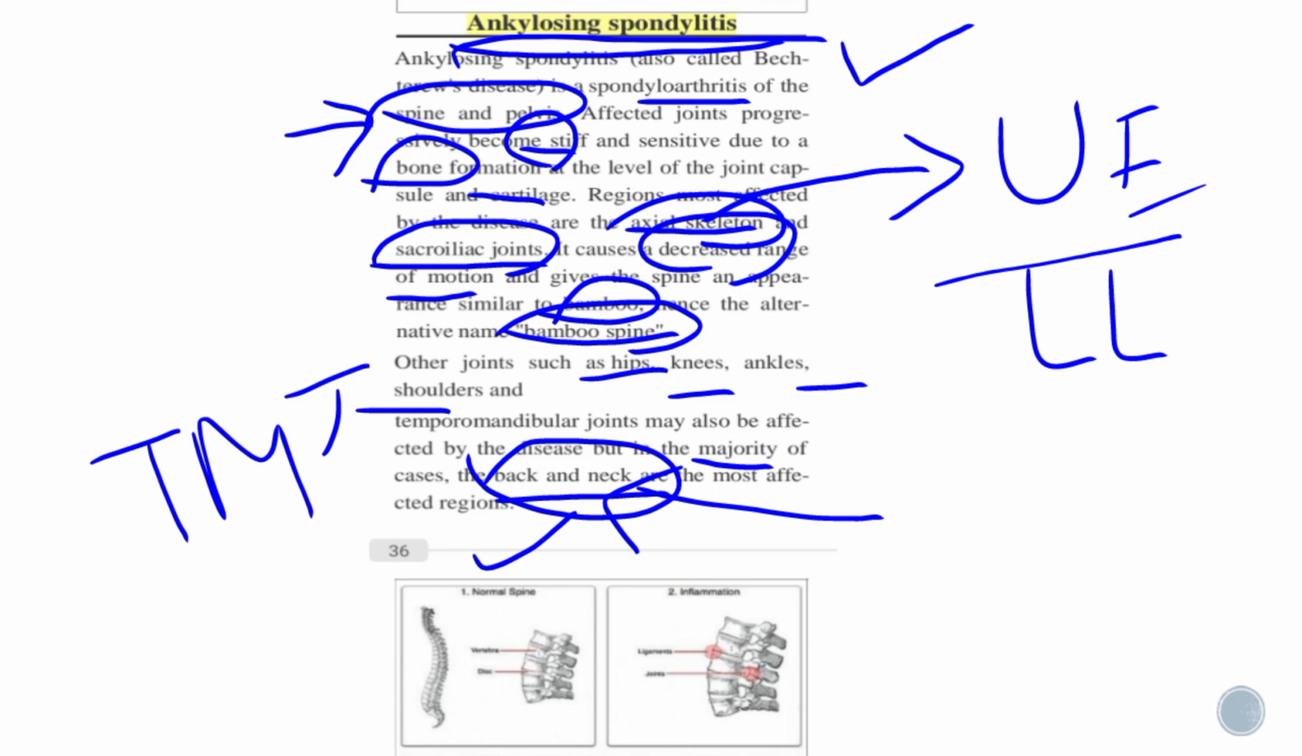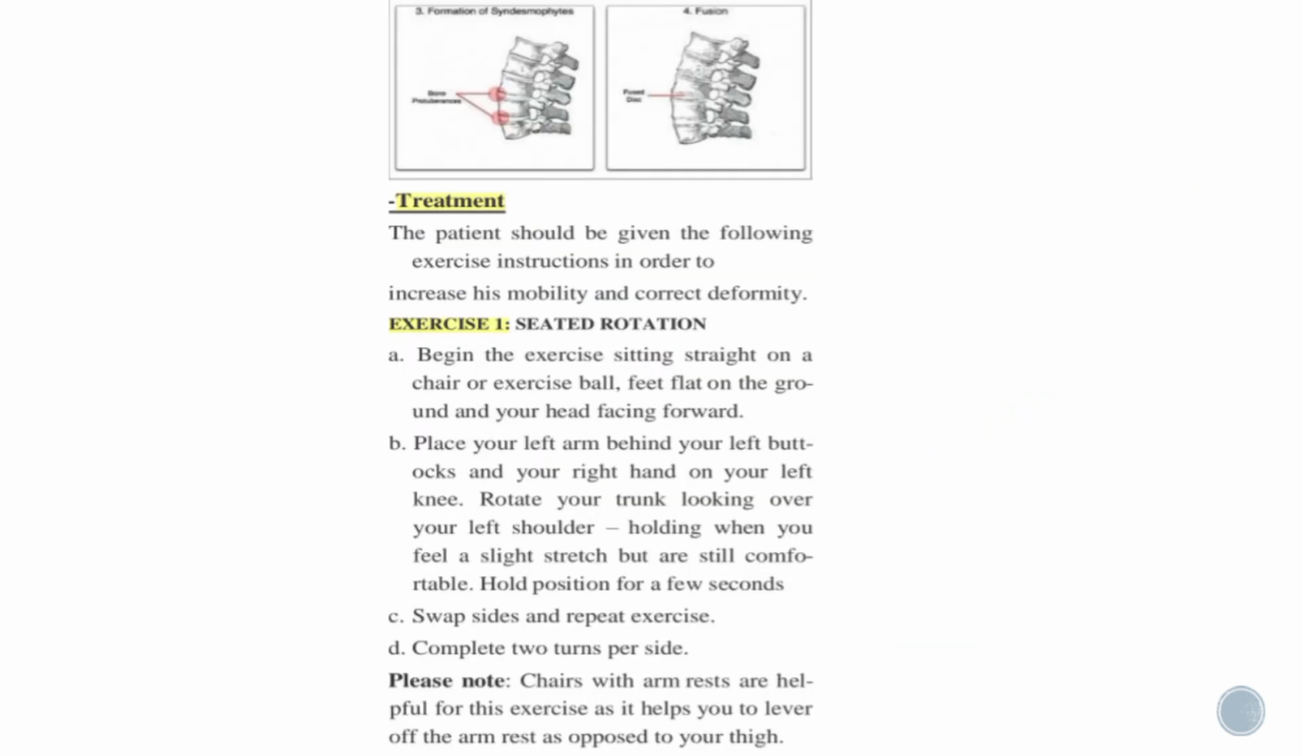Here you can see a normal spine and an inflamed one. This is the inflammation of the ligament and the joint. Here is the introduction. Next we have treatment.